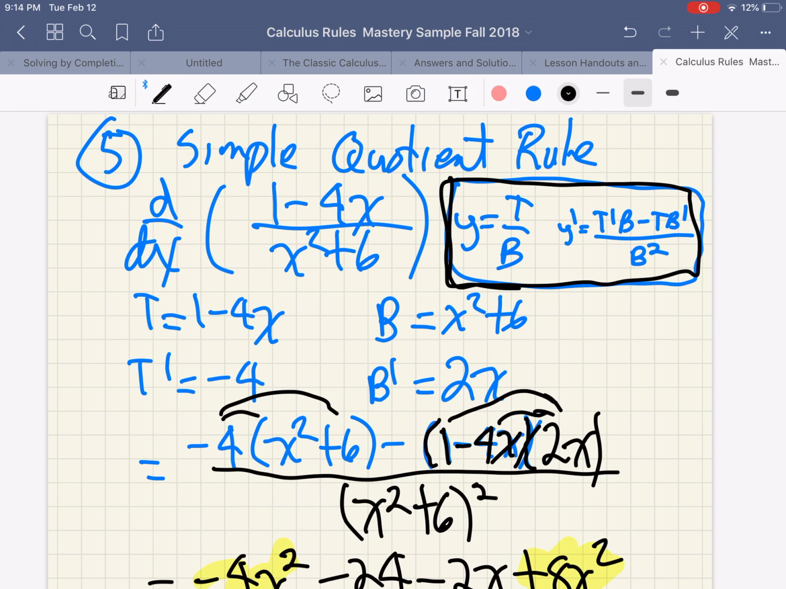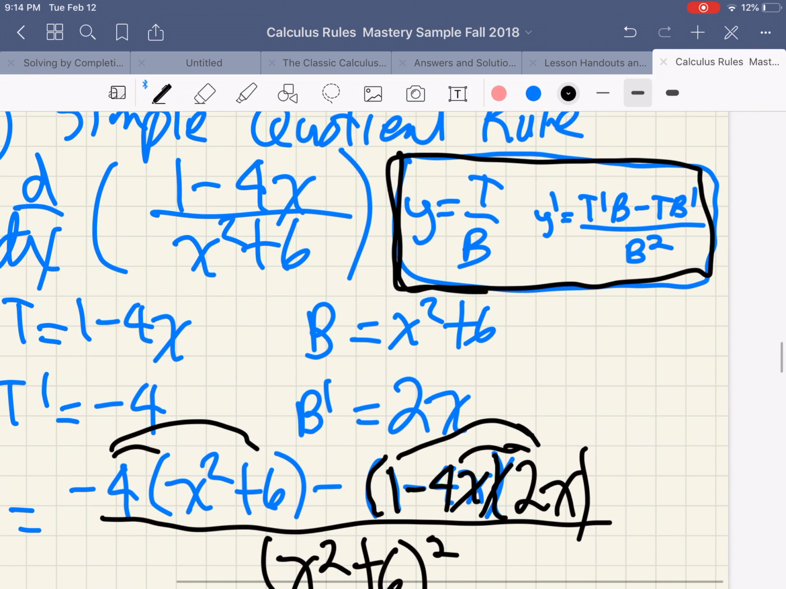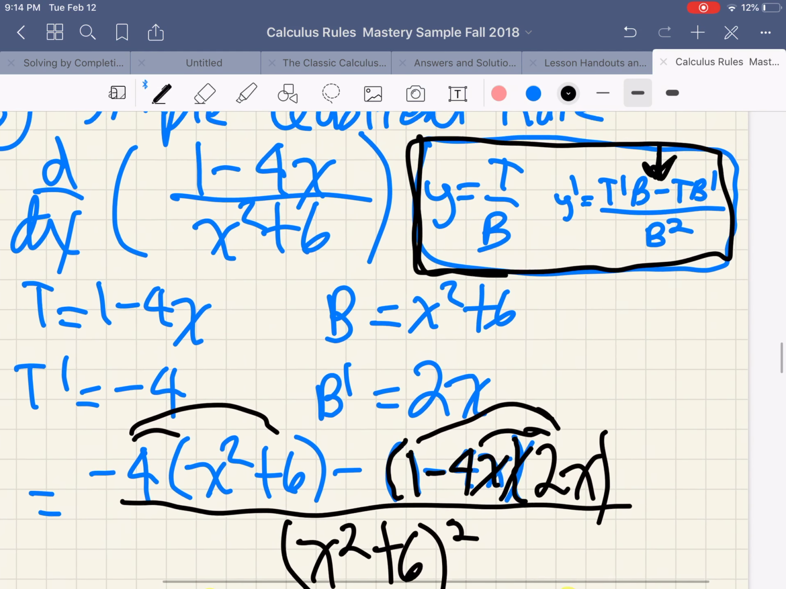Right there. So we have y is top over bottom, right? So the top of the fraction, the bottom of the fraction. Both of them need to have, well, they don't need to, but the bottom definitely has to have a variable in it. And then it's top prime bottom minus top bottom prime, all over the bottom squared. So you can see it looks very much like the product rule, except there's a minus sign instead of a plus sign, and then you divide by the bottom squared.